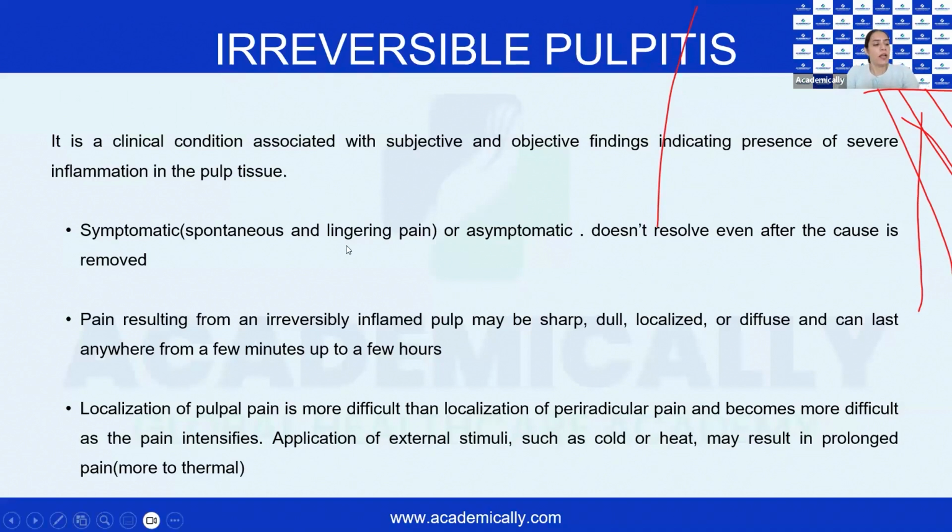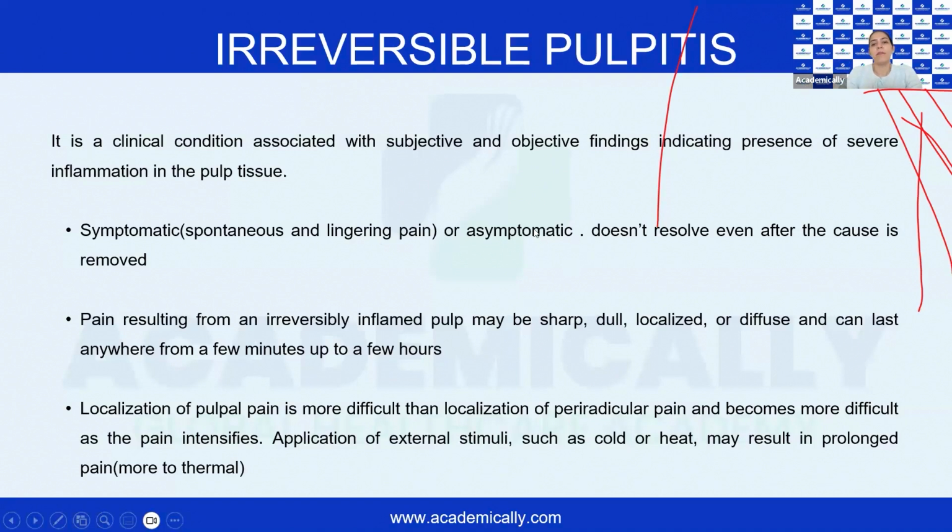Okay. Now, when it comes to irreversible pulpitis, we are far more sorted with this one. It is a clinical condition associated with subjective and objective findings indicating the presence of severe inflammation in the pulp tissue. Now, in the inflammation, our party, which is the defense party, is kind of losing. It is symptomatic, with spontaneous and lingering pain. The patient will have pain sitting. The patient would visit a dentist holding the cheek, holding the jaw, saying it is very painful.